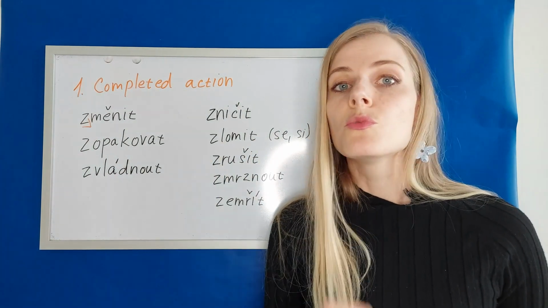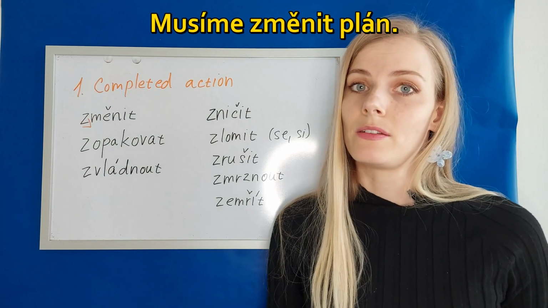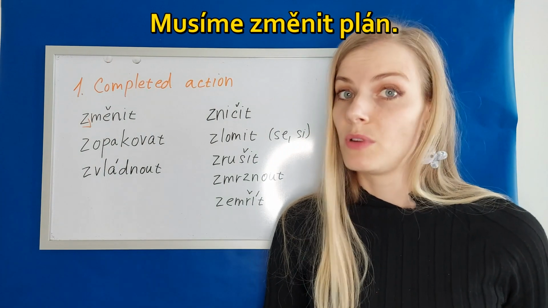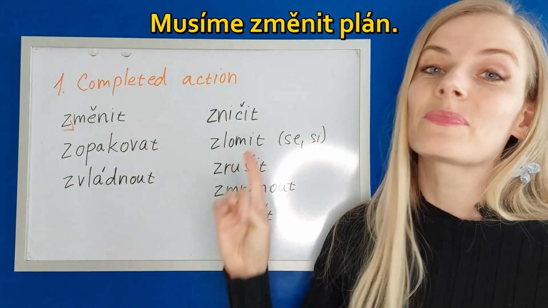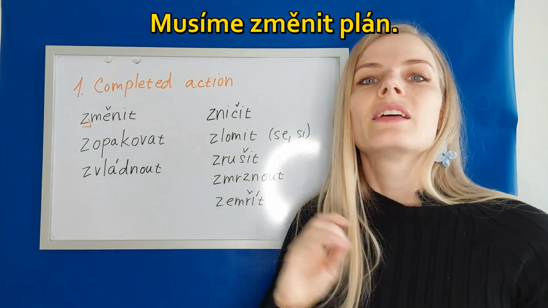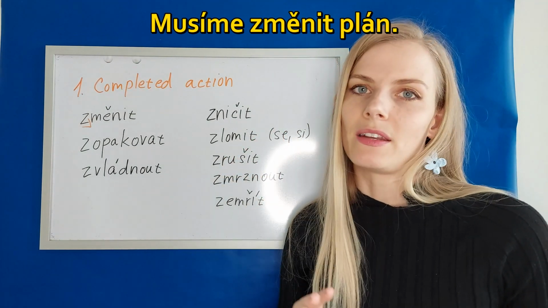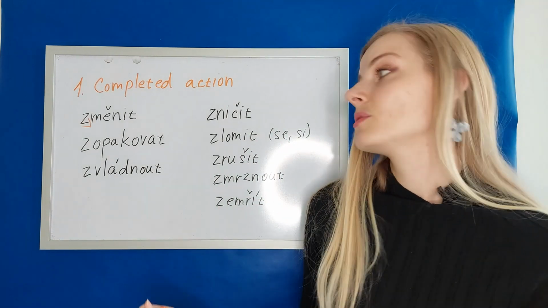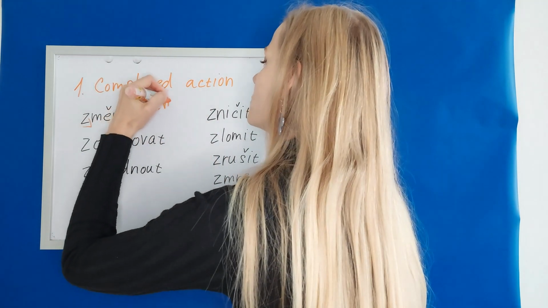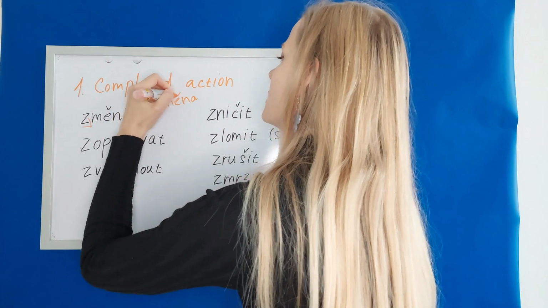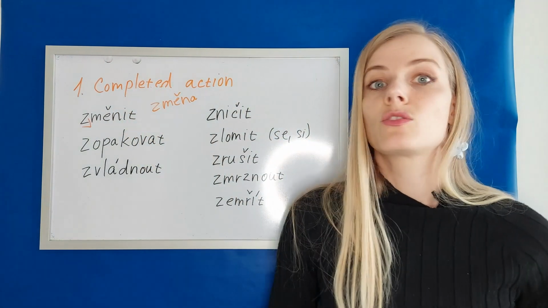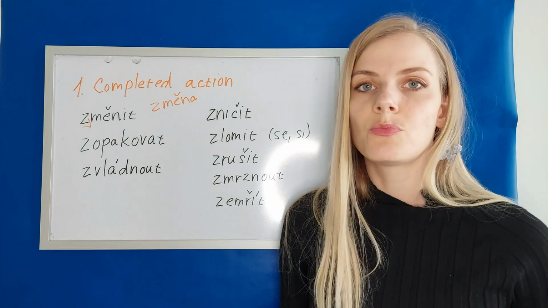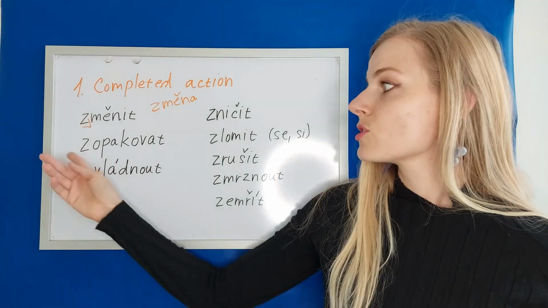For example, musíme změnit plán. We have to change the plan. You can repeat it with me. Musíme změnit plán. We have to change the plan. You might know the noun změna, which would be a change. Změna programu. A change of program of an event.